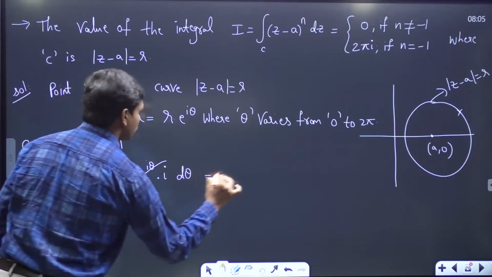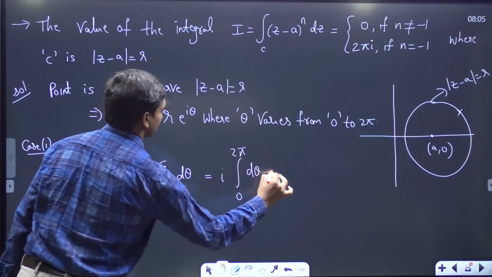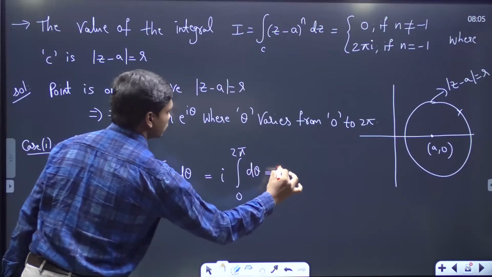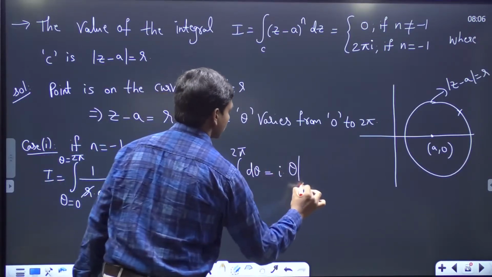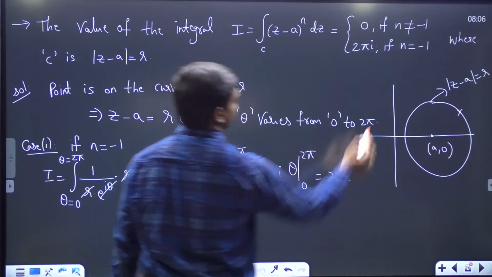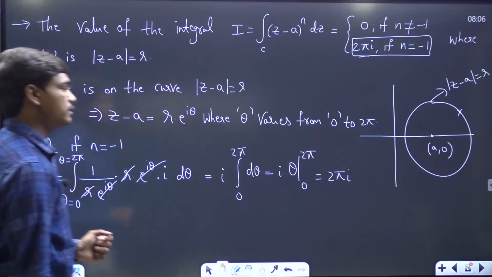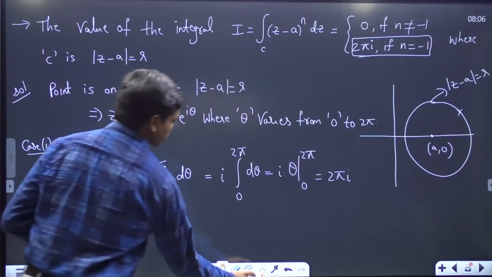Then you have this i into integral 0 to 2 pi, of course these are theta limits, d theta. If you integrate this i into theta within the limits 0 to 2 pi, the answer is 2 pi i, which I have stated here. When n is equal to -1, the answer is 2 pi i, and that's what we obtained here. Okay, next, let us look at the next case.